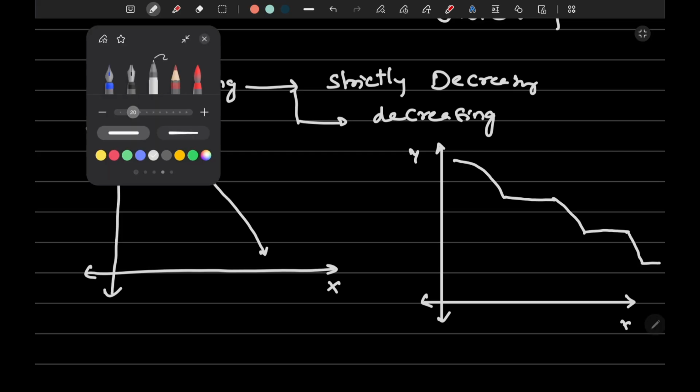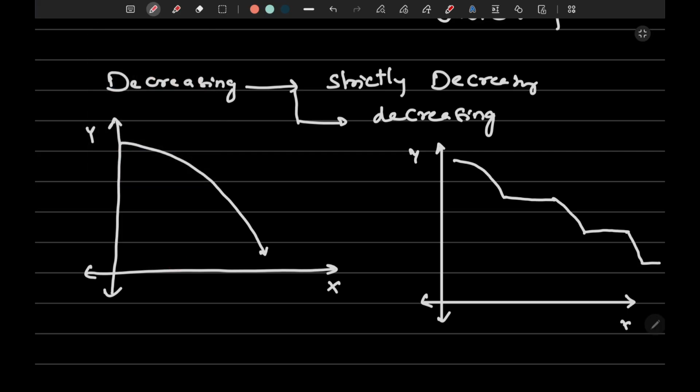The same thing here. I'm taking two elements, x1, x2, in the given domain. What is the relation between x1 and x2? x1 is less than x2. So if I replace x1 into the curve, I will get f of x1, and if I replace x2 into the curve, I get f of x2. Now tell me, what is the relation between f of x1 and f of x2?